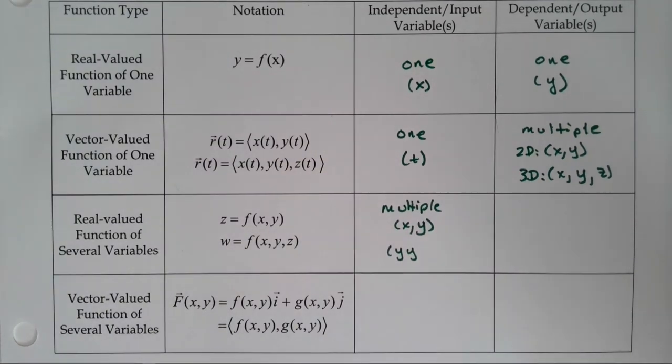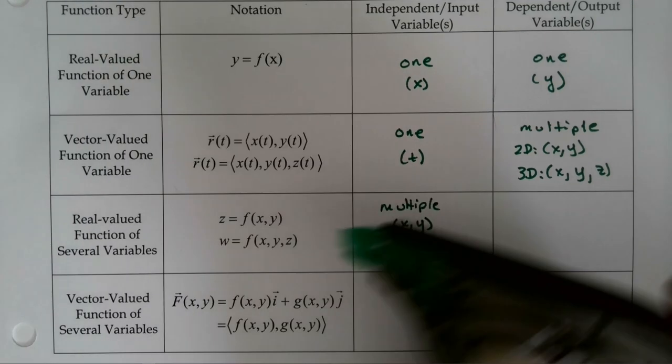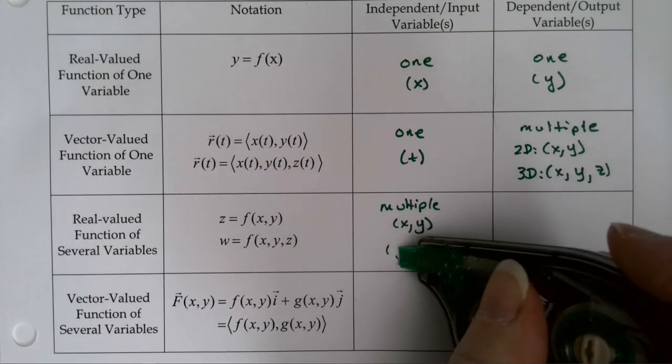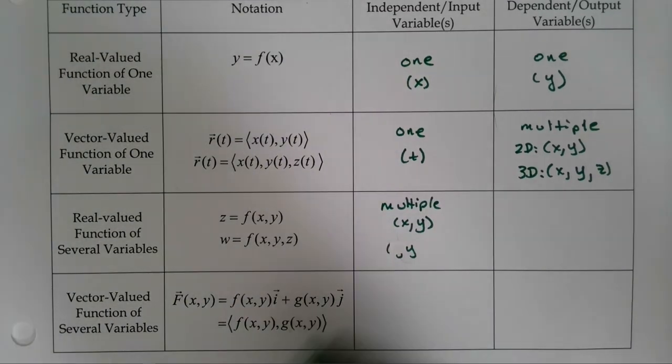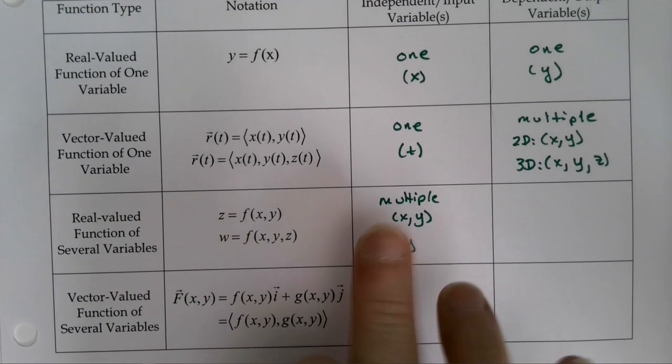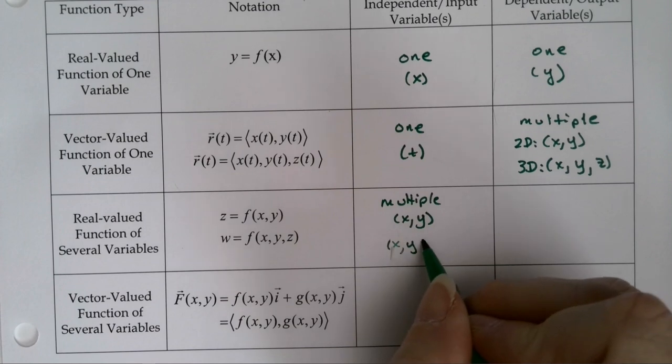Oops. Lost my brain there for a second. X, Y, Z. Here we go. There we go. X, Y, Z.